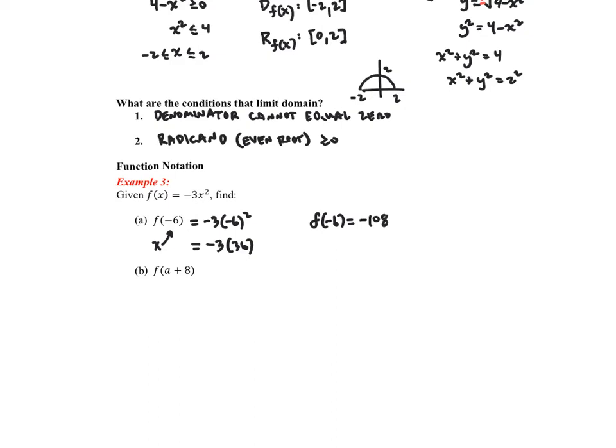Okay, how about f of a plus 8? Let's consider a some, and I guess it doesn't have to be an integer, but it could be a real number. F of a plus 8 would be negative 3 times a plus 8 quantity squared. That would be negative 3 times a squared plus 16a plus 64. Thus, f of a plus 8 would equal negative 3a squared minus 48a minus 192. There you have it. Okay, let's continue on with a little bit of function work.